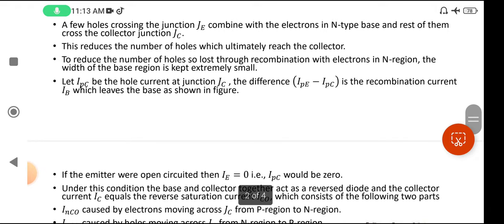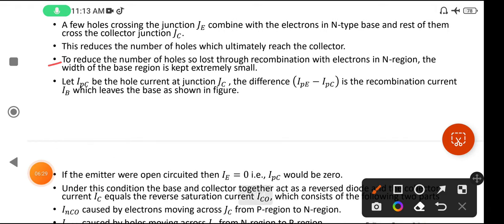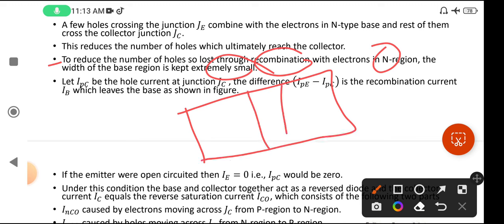emitter junction, collector junction. Next, to reduce the number of holes lost through recombination with the electrons in the n region, the width of the base region is kept extremely small. If you want to minimize the recombination, then we have to make it very thin. Then very few holes recombine, and a large number of holes enter into the collector region.